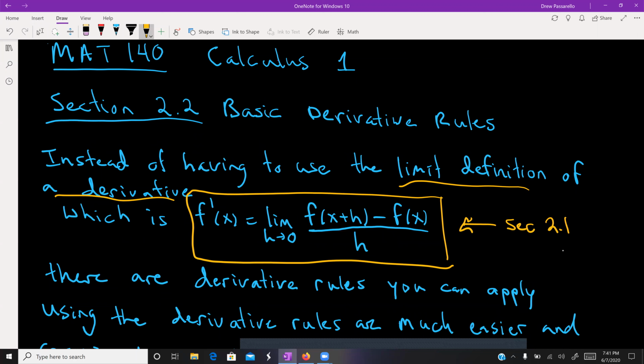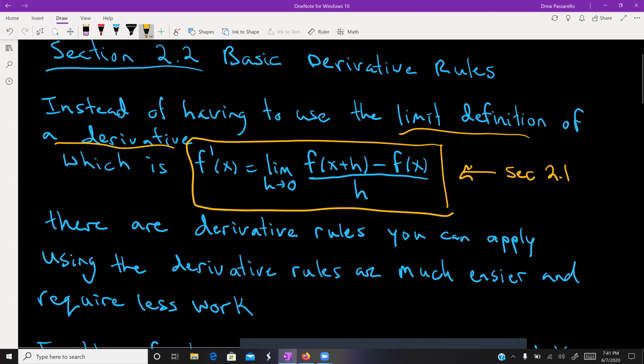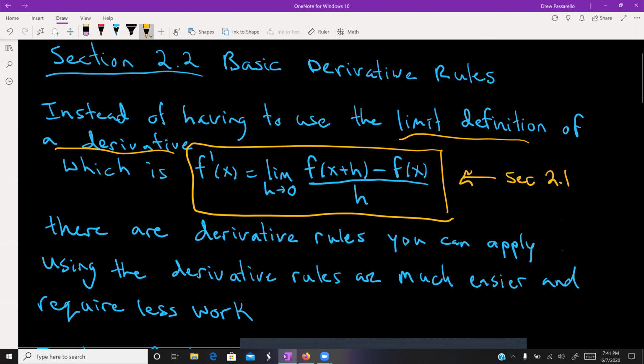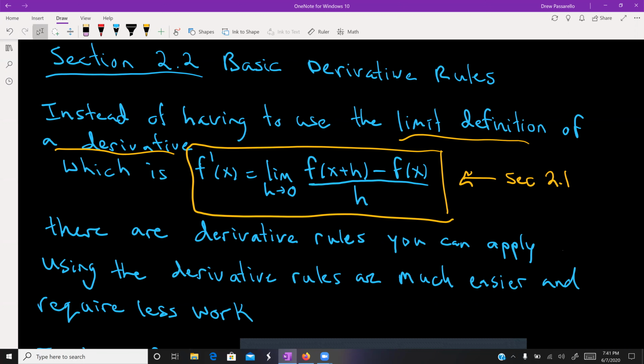And instead of having to apply this limit, there are known rules for finding derivatives of a function, and it makes it much easier and less work. So this section goes over some of the rules that you can apply to find a derivative of a function instead of having to use this limit definition.